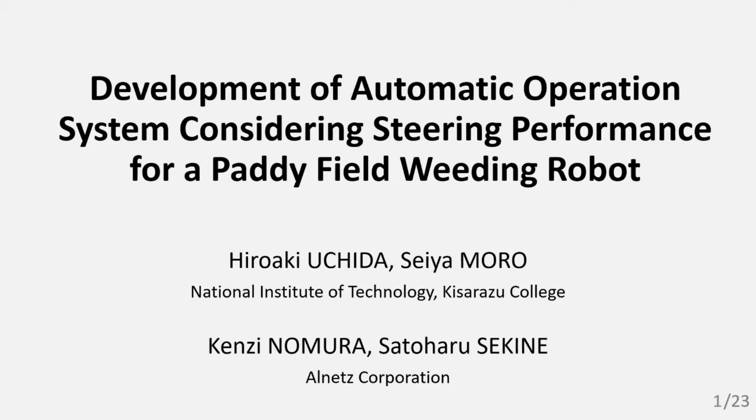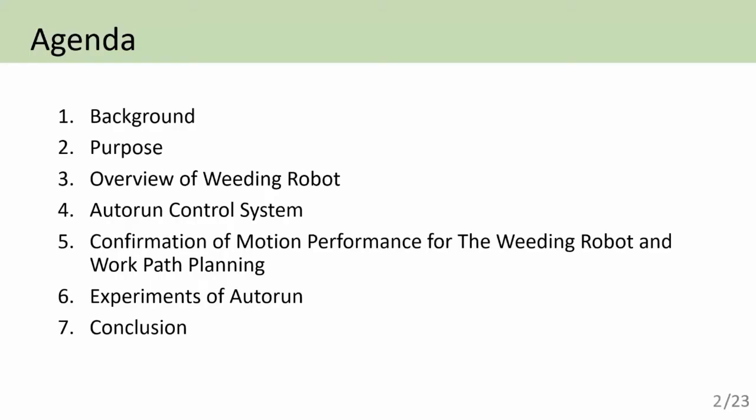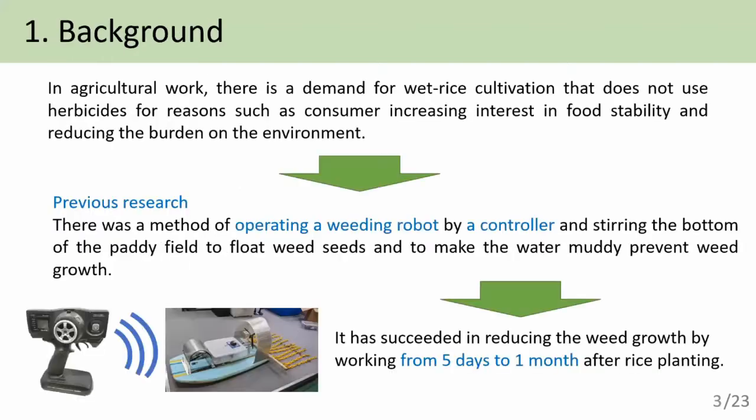Okay, thank you for the introduction. Today, I'd like to talk about the development of an automatic operation system considering turning performance for a paddy field weeding robot. This is the content of the presentation. My talk is divided into 7 parts. First, I'll start with the background.